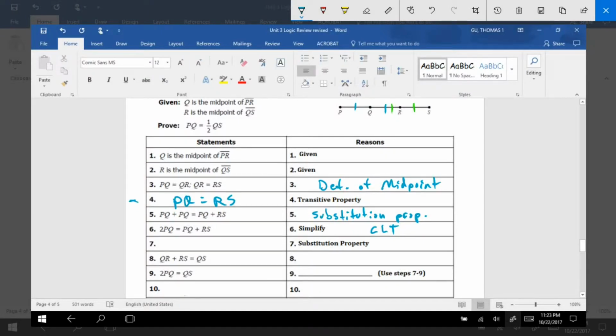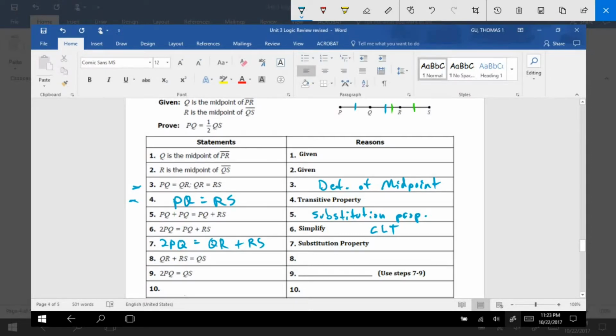Step 8, we can see that we're going from QR plus RS, and in step 6, we have PQ plus RS. So from my inference, it looks like the RS is still there. You see that? But the PQ changed into a QR. So probably, look at step 3, PQ equals QR. We're going to substitute the QR in for PQ. So our next step is going to say 2PQ equals QR plus RS. And that's because step 3 right here, PQ equals QR, so I can replace that PQ with the QR, and that's substitution property.